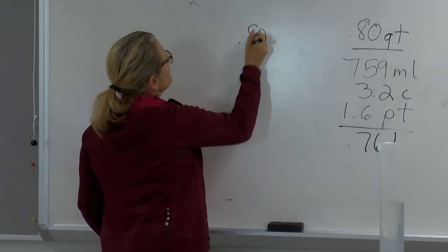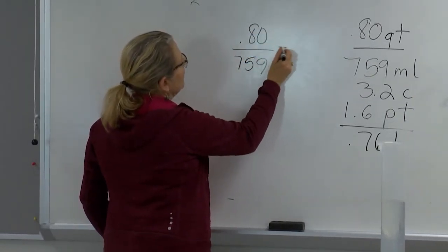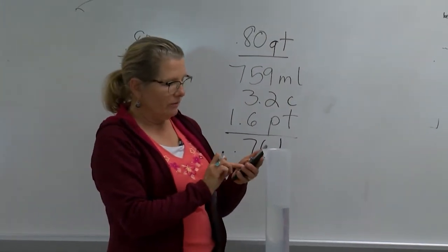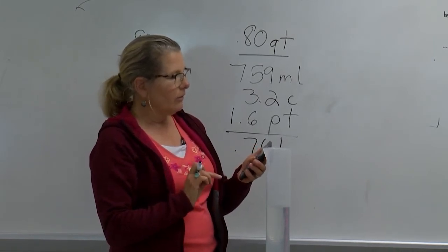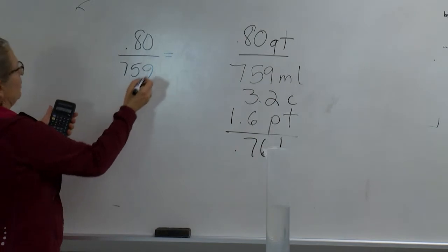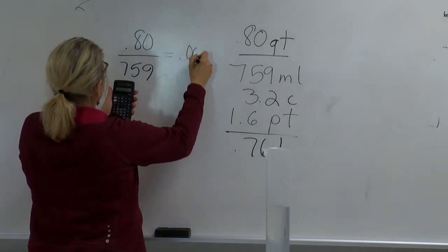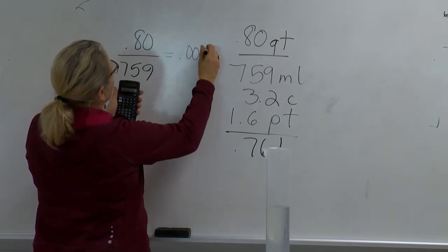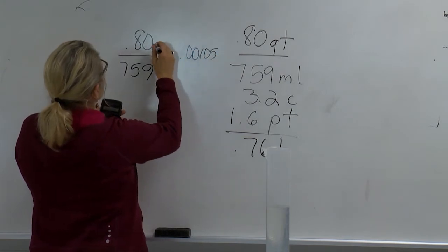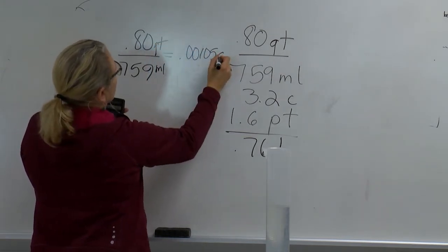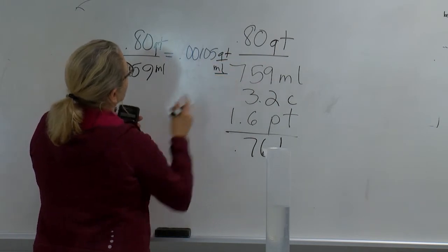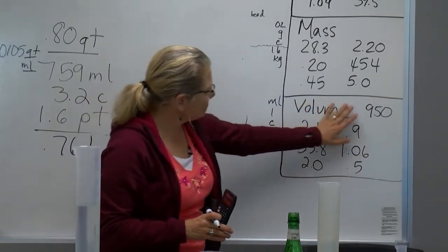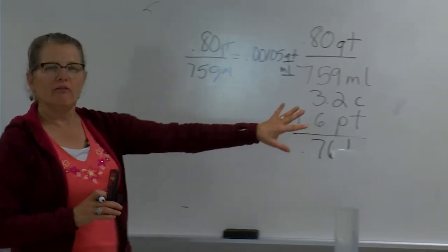So we've got 0.80 divided by 759. Let's see what that equals. 0.80 divided by 759 is equal to 0.00105. This was quarts, this was milliliters. Quarts to milliliters. Does that match any of these numbers? No, it does not match any of those numbers.